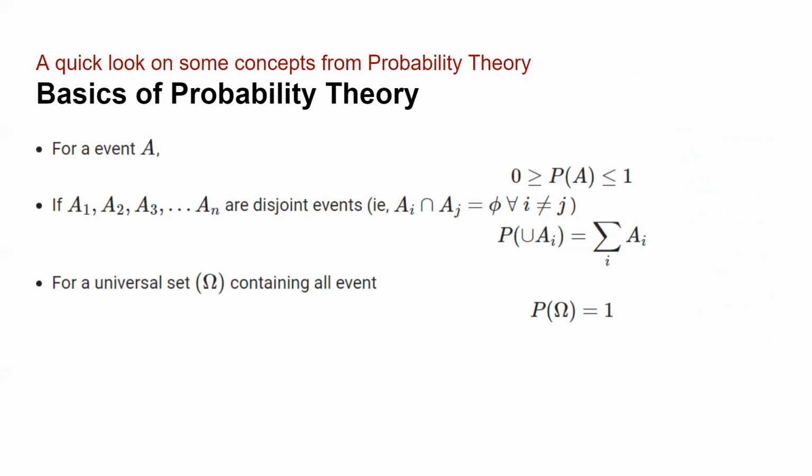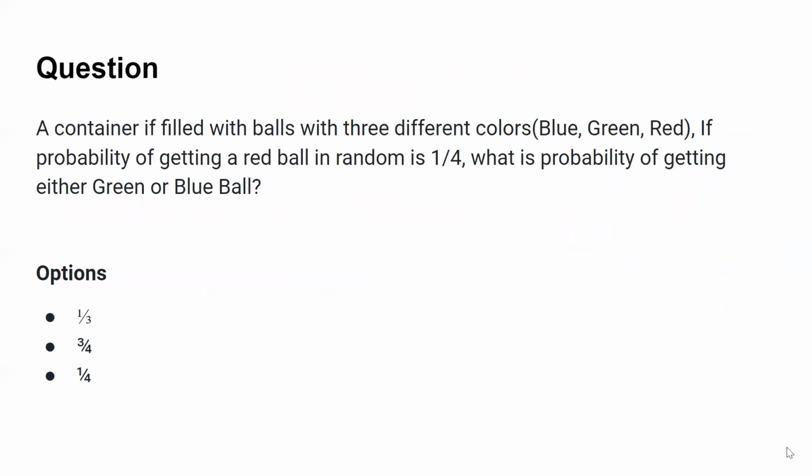Can you quickly answer this question if you've understood the previous slide? A container is filled with balls of 3 different colors: blue, green, red. If the probability of getting a red ball is 1/4, what is the probability of getting either a green or blue ball? 3/4. Yep, 3/4. Which gives us another formula: if the probability of event A is X, then the probability of that event not happening is 1 minus X.